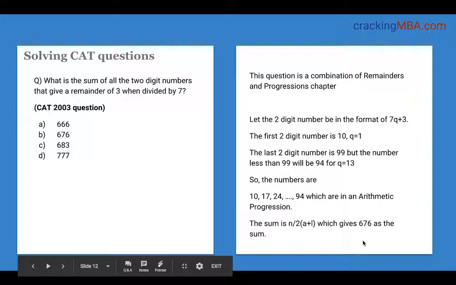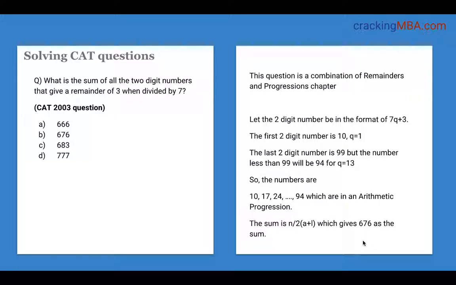Typically you may not just get direct remainder questions. You might have to apply multiple concepts to get the answer to this particular question. So this is a CAT 2003 question.